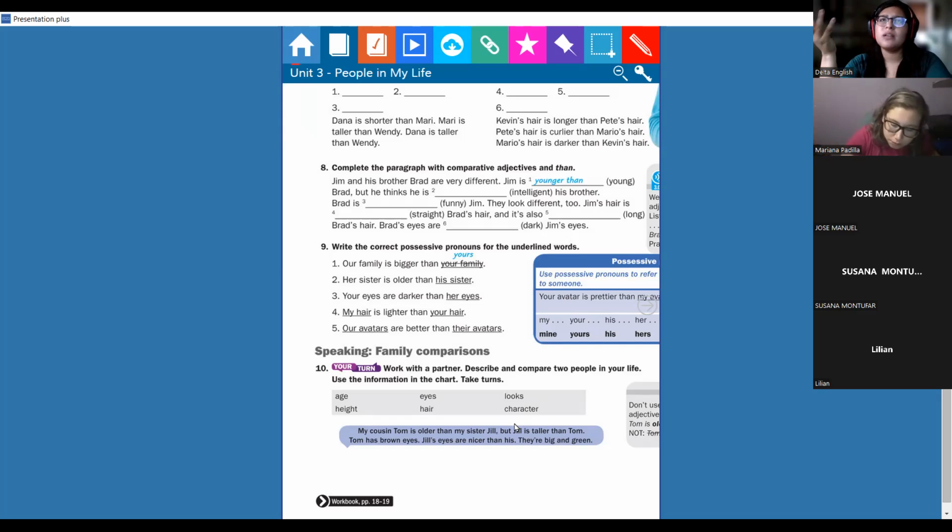O puede ser a lo mejor en su carácter. Alguien es más inteligente, alguien es más gracioso, lo que ustedes quieran. Voy a tratar de incorporar estos pronombres posesivos.